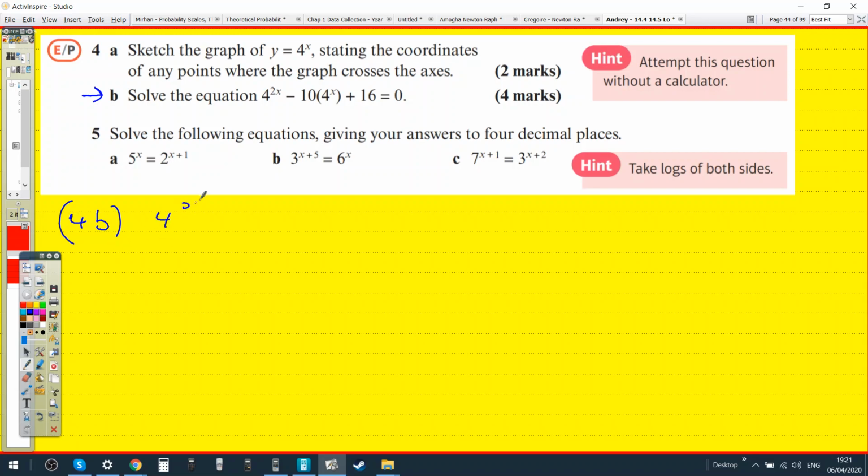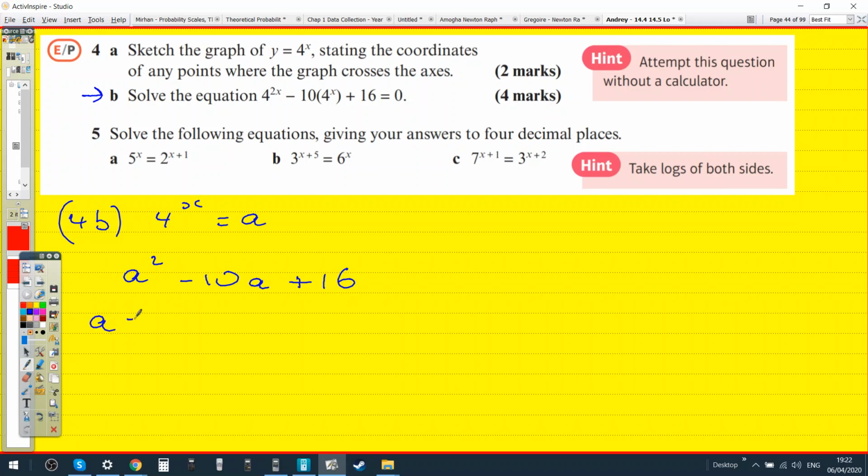And then equals a, and then it's just going to be a squared minus 10a plus 16, and then it gives me that a is equal to 8 or 2.